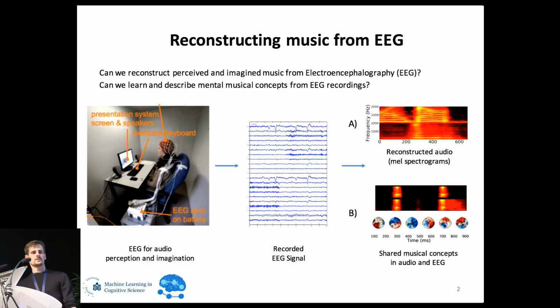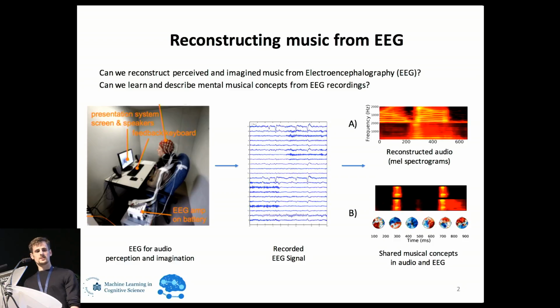And the second question is, can we learn and describe concepts that are shared in audio and the brain signal? And ideally, we could do this at the same time. So here you can see the basic experimental setup. Subjects sit in an audio booth and listen to music and are asked to first listen and then imagine the music. At the same time, the EEG signal is recorded, normally into 64 channels or 128 channels.